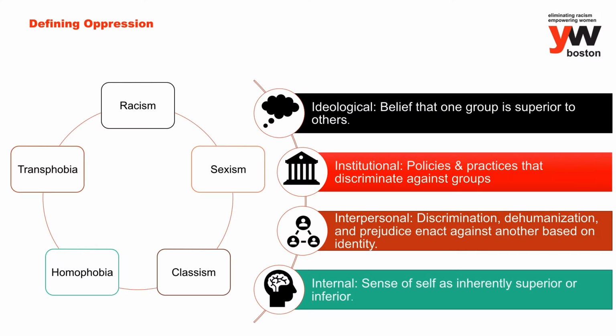So now, before we start to talk about oppression, we should first define it. And what we're going to do is define it through the lens of the 4 I's. So when you think about ideological, oppression is often the belief that one group is superior to another. Institutionally, it's the policies and practices that discriminate against other groups. Interpersonally, it's discrimination, dehumanization, and prejudice enacted against another based on identity. And internalized, it's a sense of self as inherently superior or inferior.